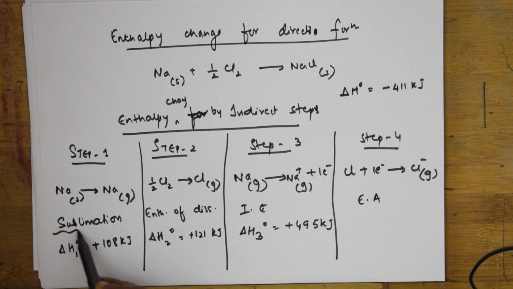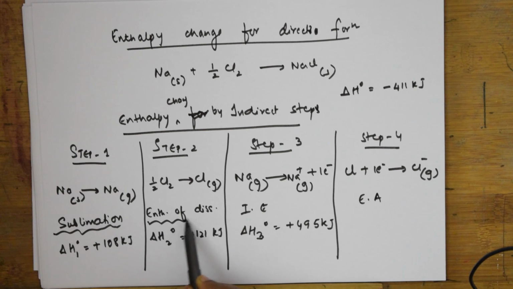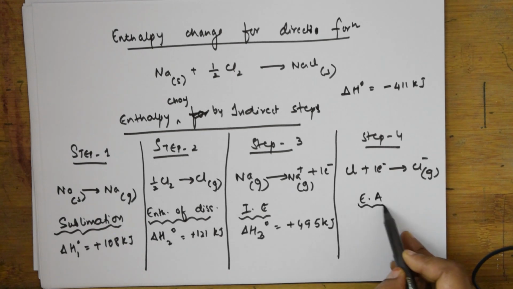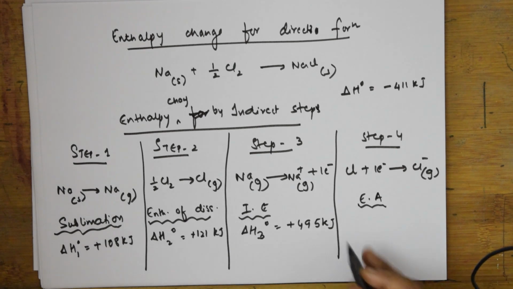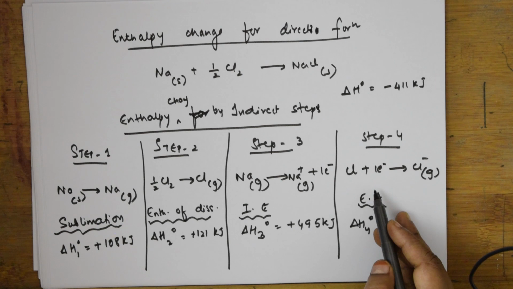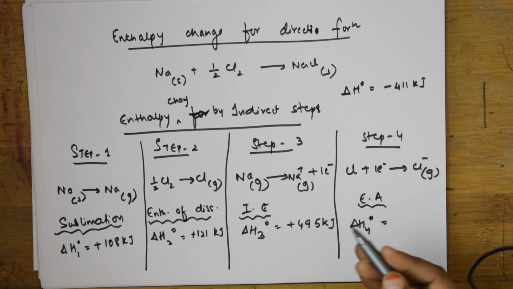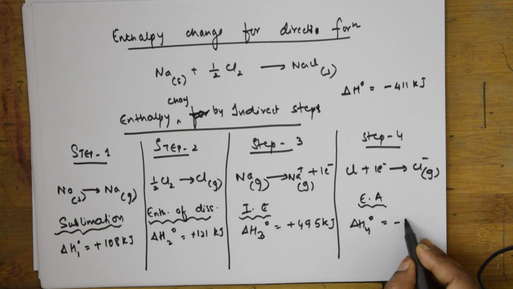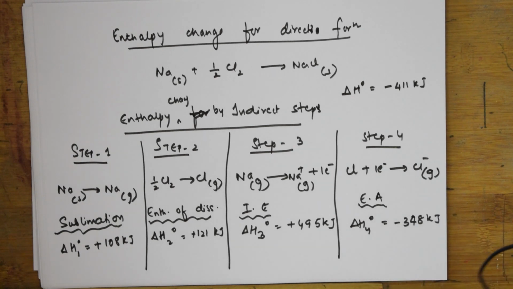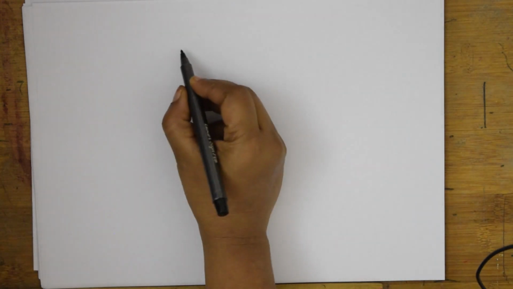Here we are using sublimation, here enthalpy of dissociation, here ionization enthalpy, here electron affinity. Now let us take this as delta H4 naught, because it is not absorbed, it is released energy. That value is equal to minus 348 kilojoules. Done. Now let us see step 5.